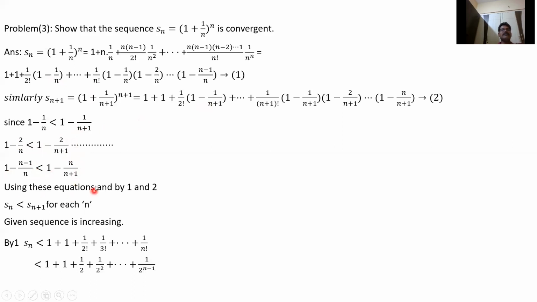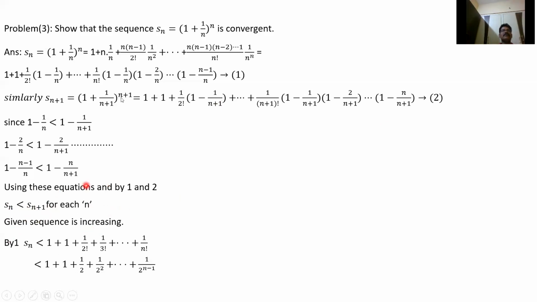Using these equations, every term in Sn is less than every term in Sn plus 1. First two terms are same. So this is less than this. Similarly, every term is less than this. And this is an extra term. So finally we get Sn less than Sn plus 1 for each n. That is, the given sequence is increasing. Sn less than Sn plus 1 means Sn plus 1 is greater than Sn. That is, Sn is increasing.